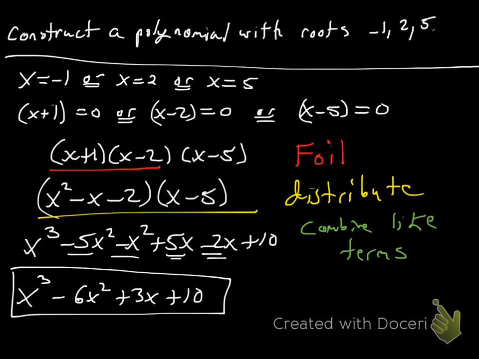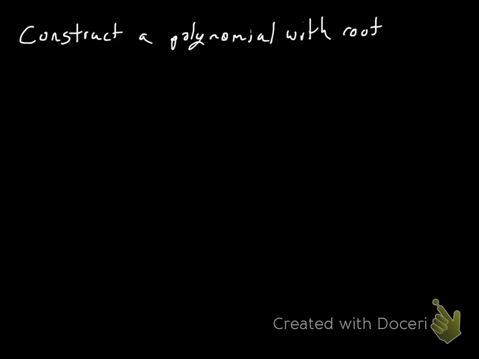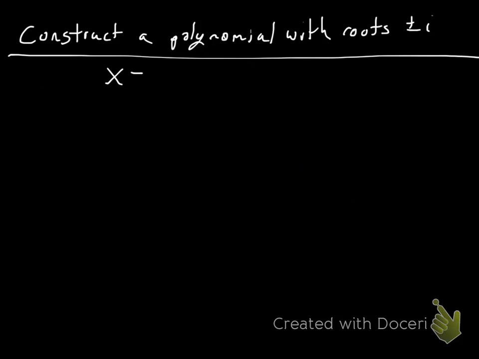And that's what my original problem would have looked like, and we'd have to use something like the rational roots test, or theorem, to break down and find my three roots. So we're just going backwards. So I'm going to do one more example of these. I'm going to construct a polynomial that has roots i and negative i. So remember, i squared is equal to -1.